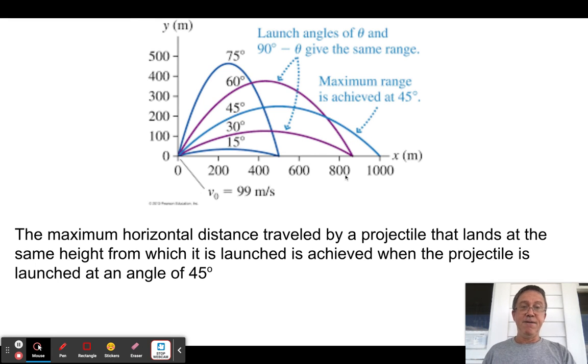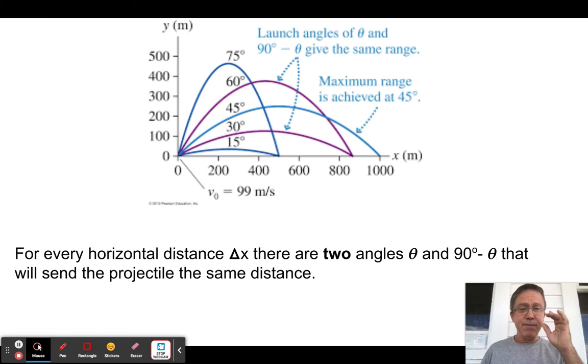Now, a fascinating thing here is this: if you notice, for every horizontal distance it can go, there are going to be two angles that will put it there. All right. So there's angle theta. So say theta is 15 degrees, and there's 90 minus theta. So 90 minus 15, that's 75 degrees. So 15 and 75 will both put it in the exact same spot, right?